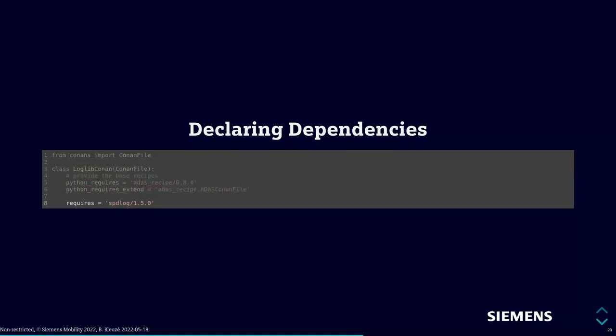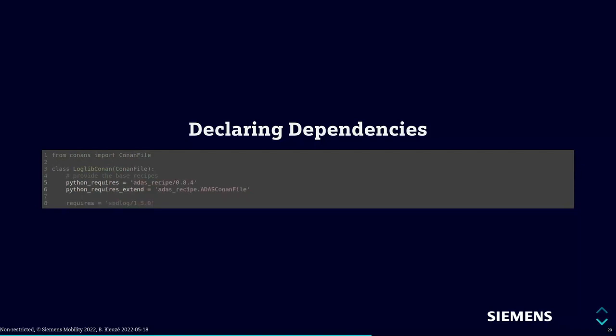First, this require line there takes either a string or a list of dependencies. Here we have a package that does logging, right? It's a logging package that is abstracting loggers. And in this case, it depends on spdlog with the version 150.